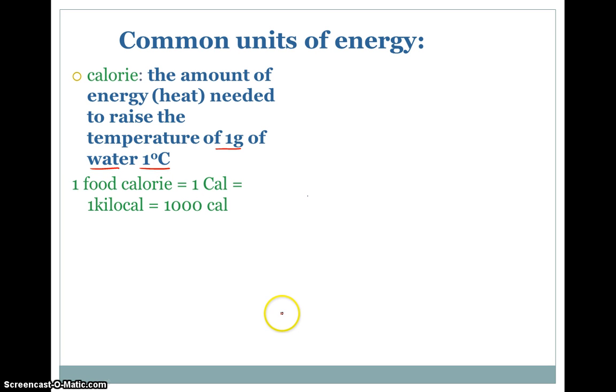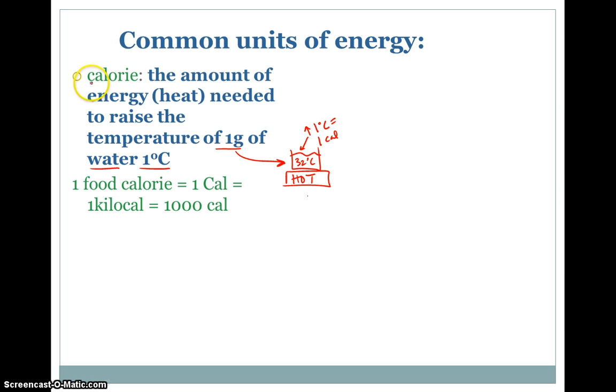So what that means is that if I had a hot plate and I had a beaker on it that had water, but it was only 1 gram of water, the amount of energy I need to take this temperature up by 1 degree Celsius is going to equal 1 calorie. So if this was at 32 degrees Celsius to start, I would have to put 1 calorie in to get it to 33 degrees Celsius.